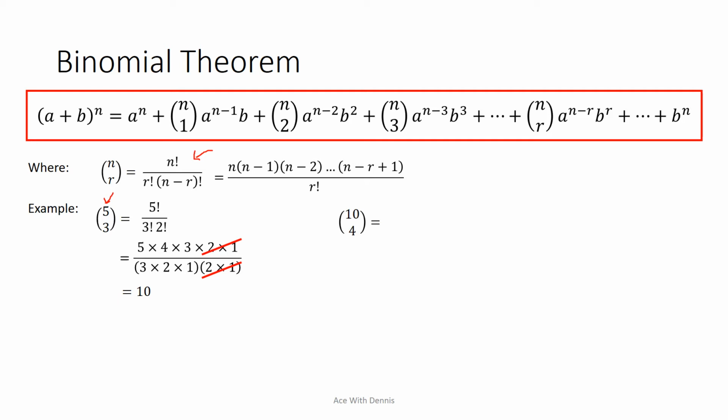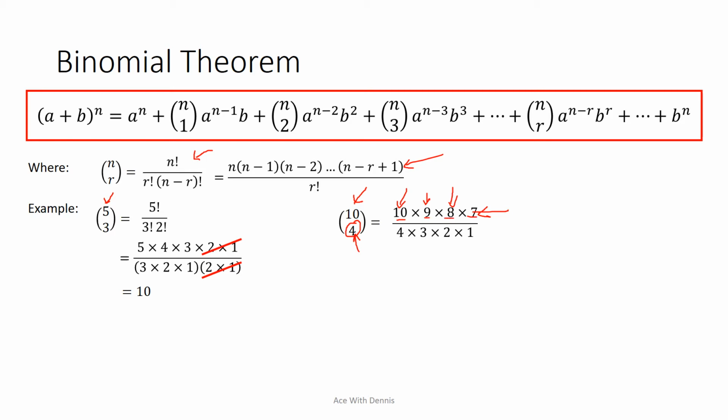Now let's look at the second example, 10 choose 4, and apply the second formula. Look at the 10 and the 4. At the top, you start with 10, times one number lower than 10, which is 9, and then the next one lower than 9, which is 8. We repeat the process 4 times, since r is 4. So for this case, it is 10 times 9 times 8 times 7, which is 4 numbers.